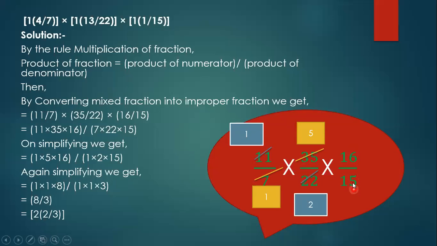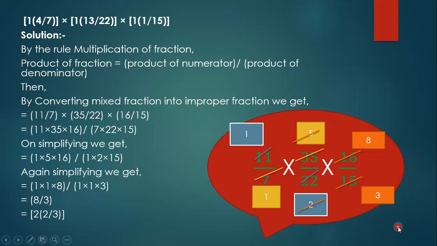Here I am having 16 by 15. We have 5 in the numerator, 15 in the denominator. 5 goes 1 times, 15 3 times. 2 goes 1 times, here 8 times. Okay, what are we left with in the numerators? 1 multiplied by 1 multiplied by 8, which gives us 8. And in the denominators, we have 1 multiplied by 1 multiplied by 3, which is 3.